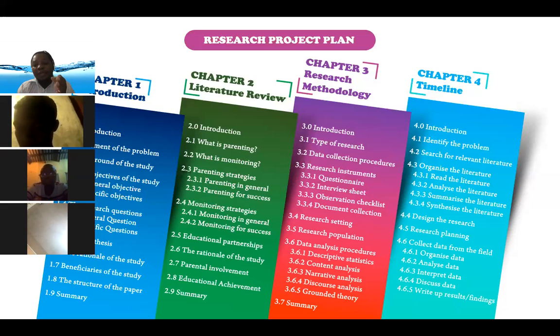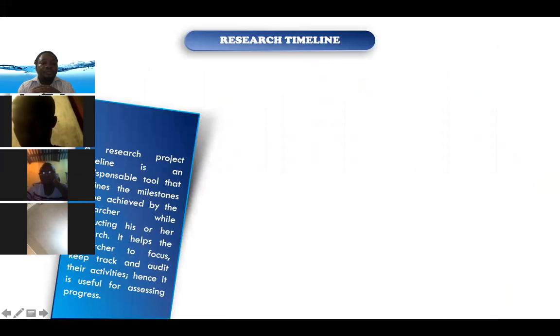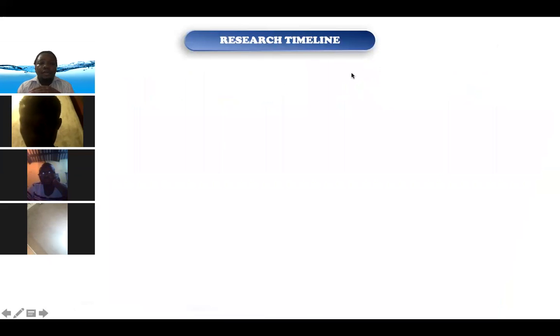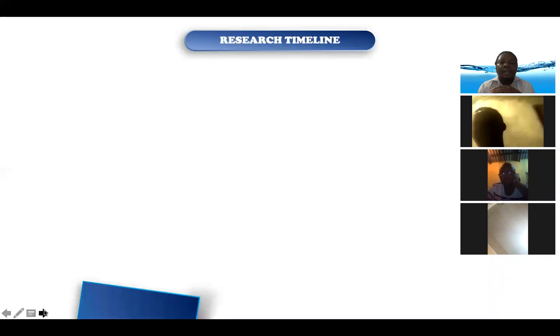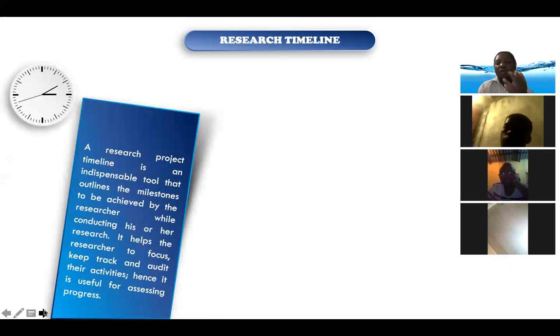How much time do you think you need to organize your data? How much time do you need to analyze, interpret, and discuss your data? How much time do you need to write your paper? You need to talk about that in the timeline. So your timeline could be something like this.